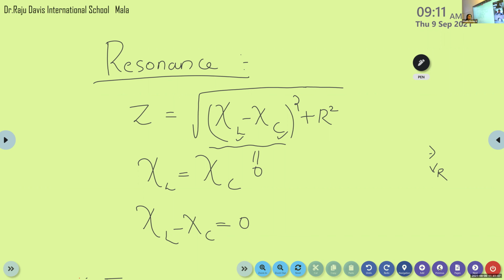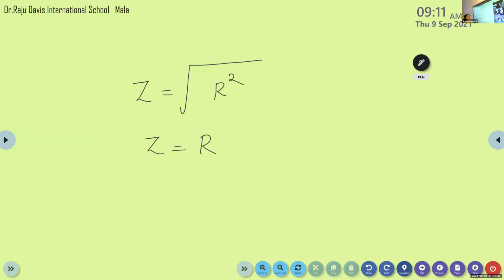So when chi L is equal to chi C, we can say that chi L minus chi C is equal to 0. Then the equation for impedance becomes Z is equal to root of R square, since this entire term becomes equivalent to 0. So Z is equal to R. This condition is known as resonance condition.